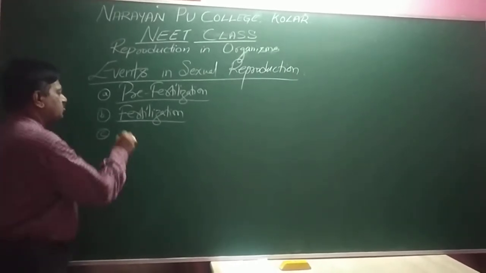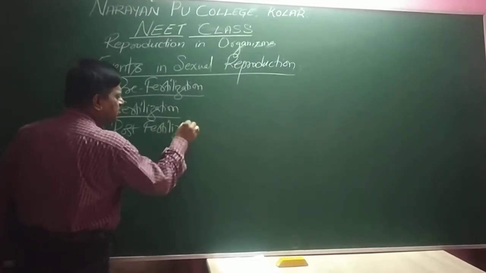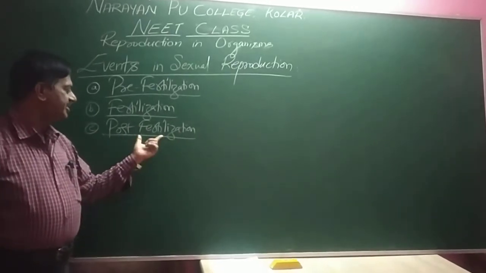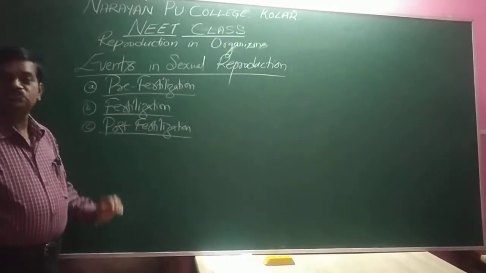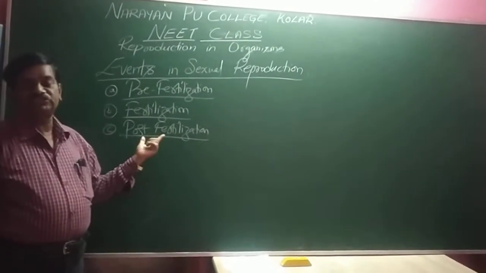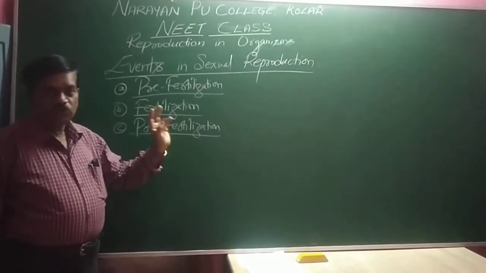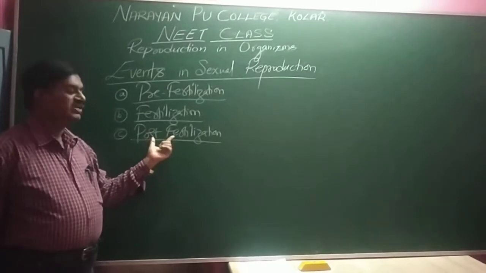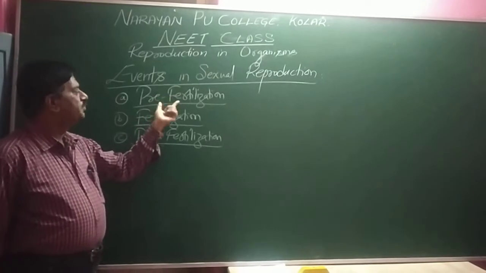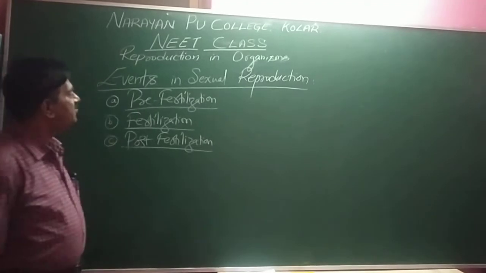And the third one is called post-fertilization. The meaning of post-fertilization: after the fertilization, what events take place? For that we use the word post-fertilization. Here, the zygote leads to the formation of the embryo, and this embryo gives rise to a seed and fruit. All these activities come under post-fertilization. So we talk one after the other: pre-fertilization, fertilization, and post-fertilization. We start with pre-fertilization.